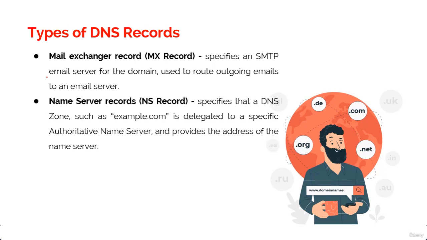Name server records, that is the NS records. Now, NS records specify that a DNS zone, such as, let's say, google.com, is dedicated to a specific authoritative name server, and it provides the address of the name server. So what is an authoritative name server? Let's say www.google.com, then Google is the authoritative name server, and .com is the root level server.